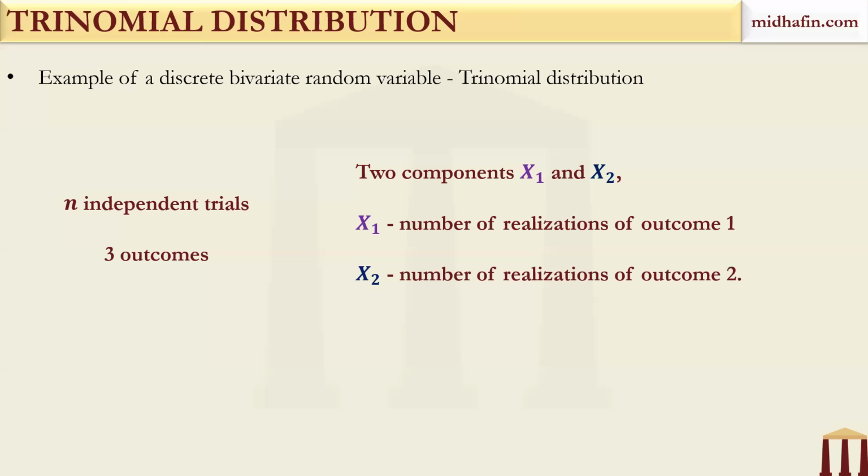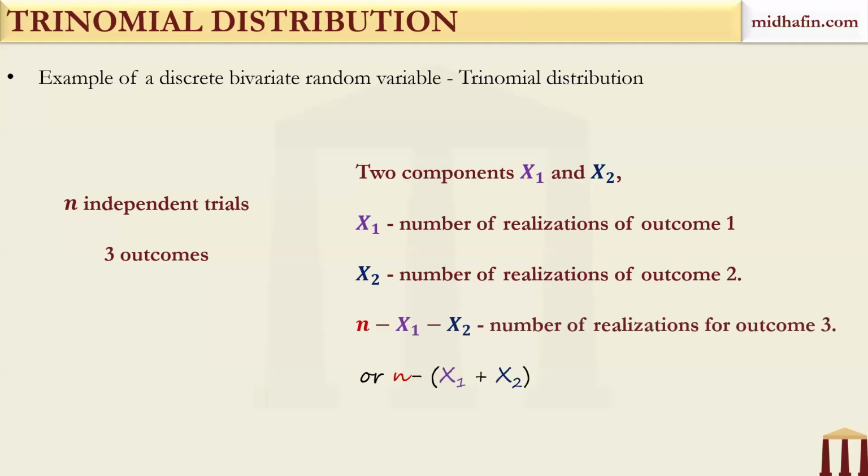Okay, and n minus x1 minus x2, or n minus x1 plus x2, by default will be the number of realizations for outcome 3, because we do not need x3 separately. Let's say we model this as x3 only, but x3 is implied from x1 and x2. That is why I was saying they should have mentioned small x1 and small x2 also over here, although this is not wrong.